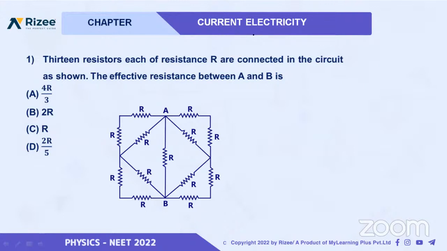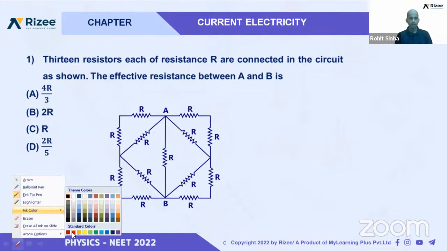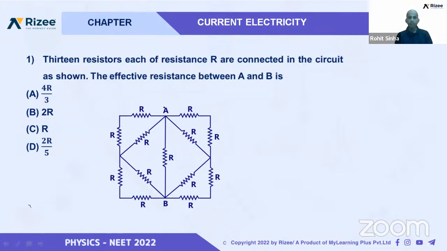Okay, no worry, let us see how to solve it. Now, when we are seeing this circuit, how will we solve it? You can see one thing: from A to B, it is a symmetrical circuit. You can see the left part and right part are both symmetrical.